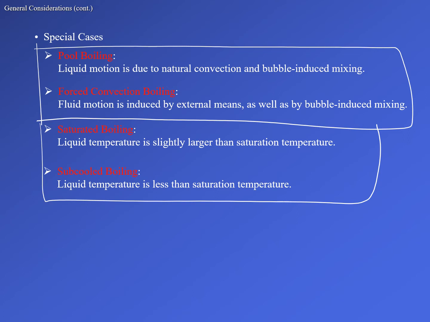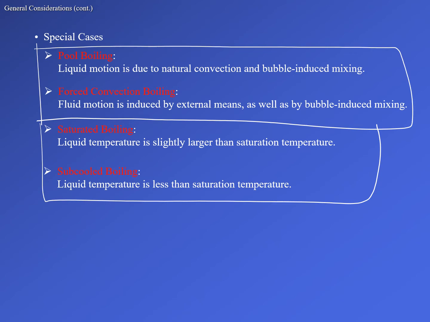So in saturated boiling, when a bubble forms, that is when the liquid converts to vapor, most of the other liquid around that bubble is at a temperature which is slightly larger than the saturation temperature. So if at atmospheric pressure the saturation temperature is 100 degrees centigrade for water, most of the liquid around the bubble will be slightly more than 100 degrees centigrade.